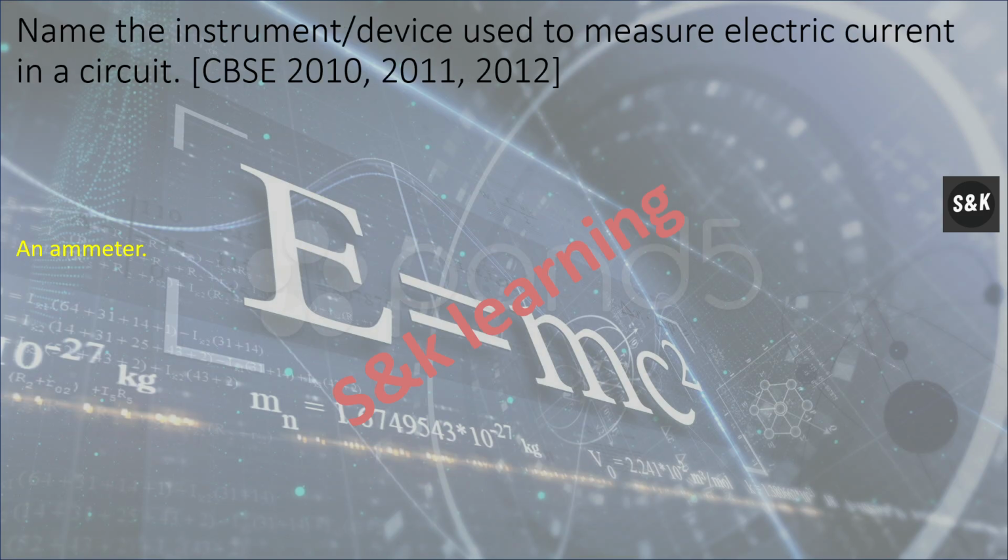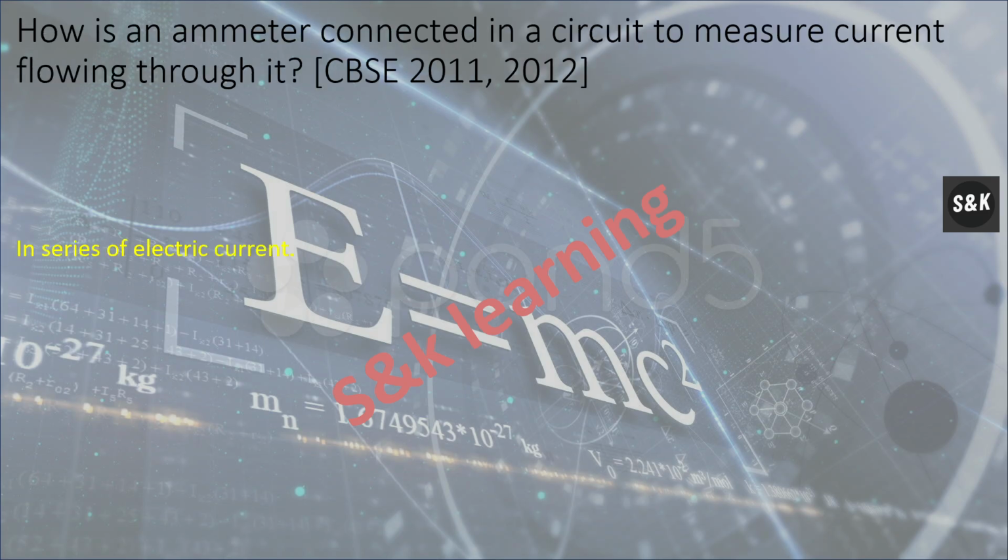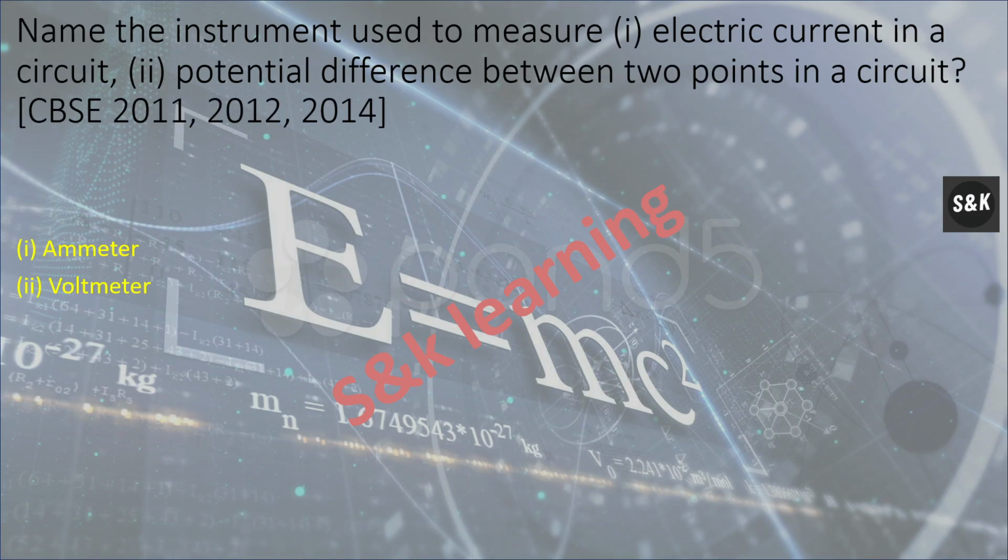Name the instrument used to measure electric current in a circuit. An ammeter. How is an ammeter connected in a circuit to measure current flowing through it? The ammeter is connected in series in the electrical circuit.